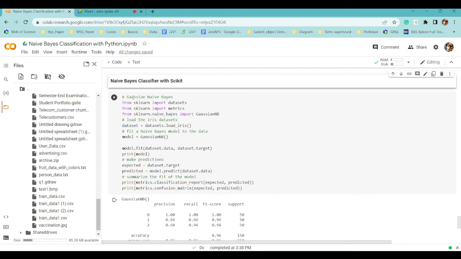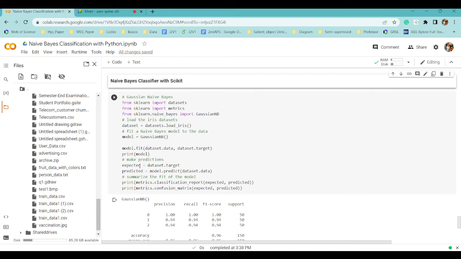So we're calling the data set from sklearn, and we are calling metrics. And there's again the predefined naive Bayes classifier, what we created earlier. It is already there in sklearn, called GaussianNB. So we are just calling it, loading our data set, and fitting our model. These are simple steps, similar to what we have done. So, calling the model, fitting the model with the data set and data set target. This is the data, this is the target, and then printing the model.